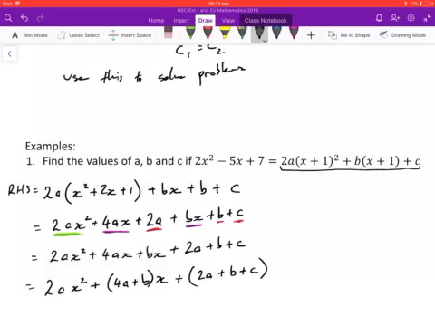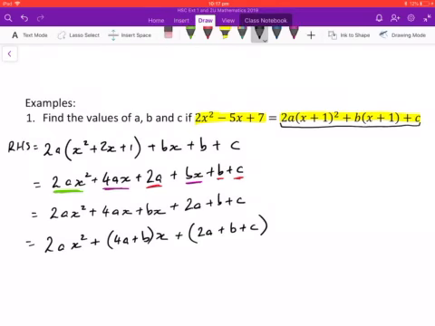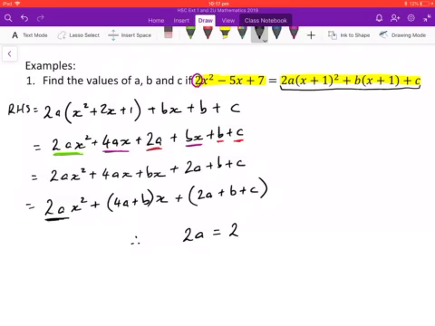Now using our result, the two expressions are equal to each other. So I can look at which part of this is equal to 2, which part is equal to minus 5, and which part is equal to 7. The 2 is the coefficient of x squared. Looking here, I've got 2ax squared. So 2a, the coefficient of x squared on the right-hand side, is equal to 2, the coefficient of x squared on the left-hand side. My conclusion is a must be equal to 1. All right, that's the first one.